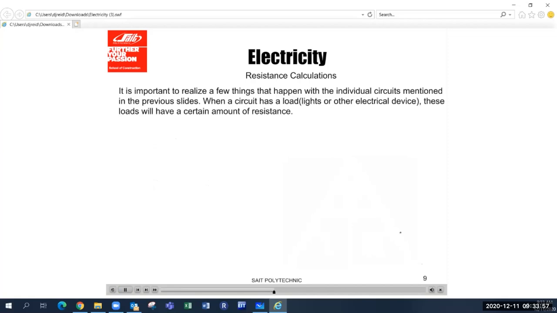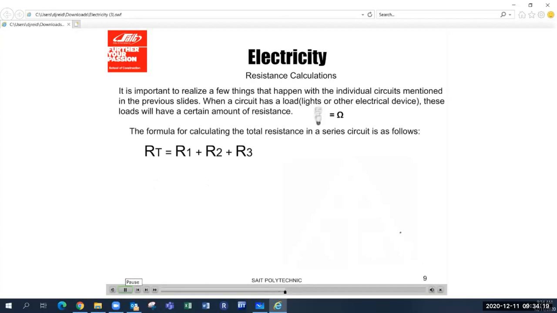This slide will start to deal with resistance calculations. It is important to realize a few things that will happen with the individual circuits mentioned in the previous slides. When a circuit has a light or other electrical device or a load, these loads will have a certain amount of resistance. The formula for calculating the total resistance in a series circuit is as follows. Okay, this is for a series circuit only. That's important. Series only. Resistance total is equal to the first resistor plus the second resistor plus the third resistor. Or in a series circuit, all resistances are additive.